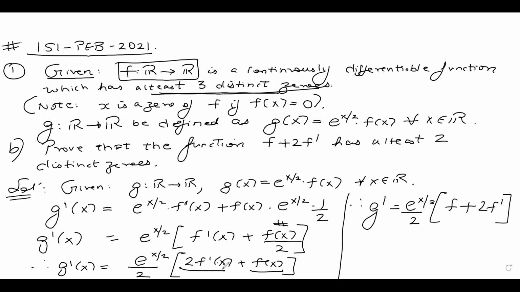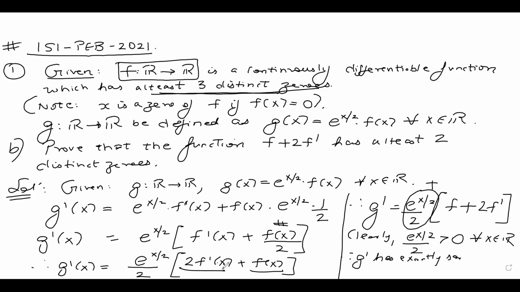And again, guys, you can see now it has the same story as part A. Clearly, e to the power x by 2 is strictly positive for all x belonging to real numbers. You can see that this term is always positive. So what can I say? I can say that therefore g dash has exactly the same set of zeros as f plus 2f dash.